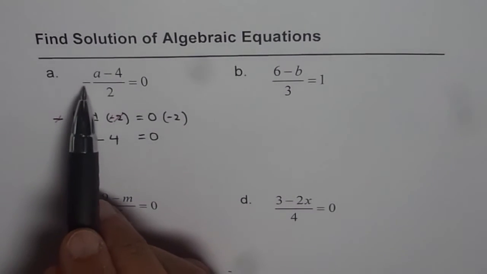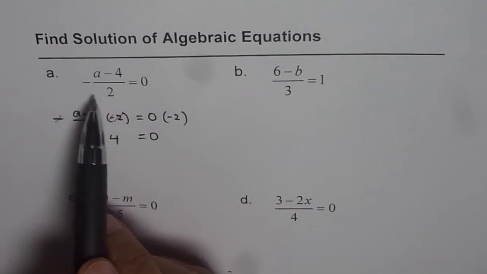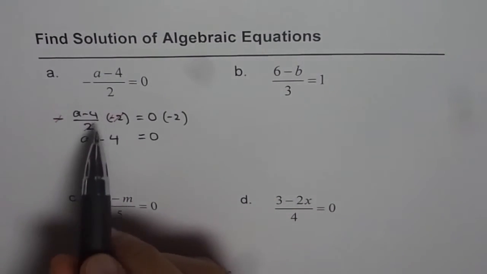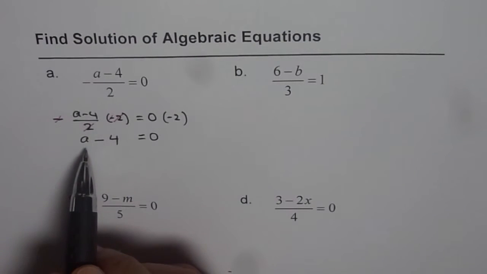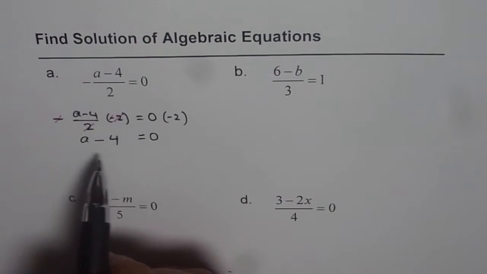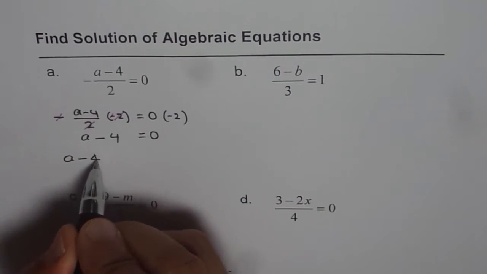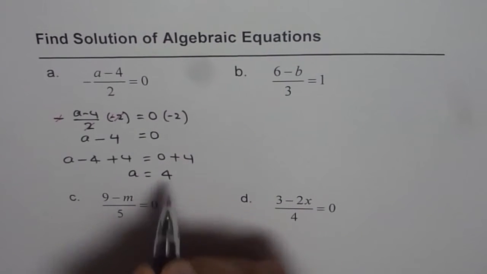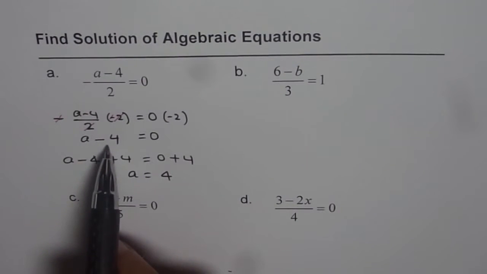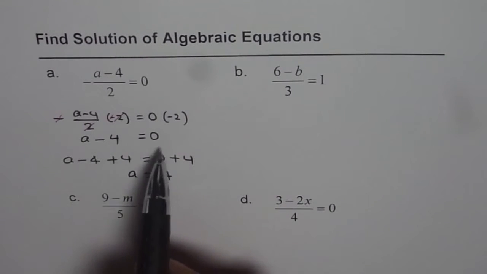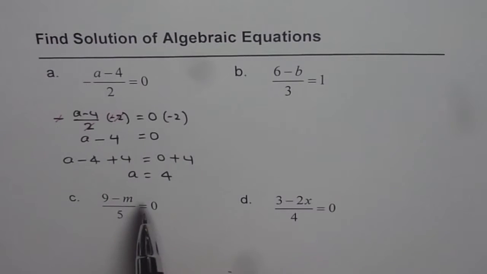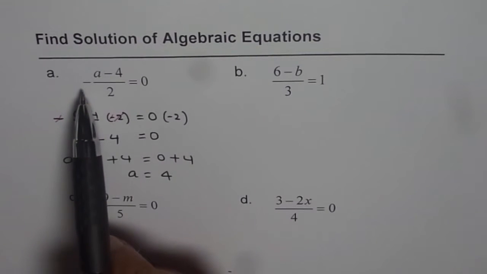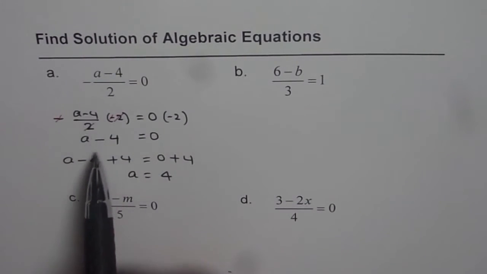So it is good practice in such questions to multiply both sides by negative 2. If we do that, we get a minus 4 equals 0, and now we can solve for a by adding 4 on both sides, right? So if you add 4 on both sides, you get a minus 4 plus 4 equals 0 plus 4, or a equals 4, correct? You could have written the answer directly after this, a equals 4, by adding 4 on both sides. So that is how you can solve a question which has a minus sign before the fraction. It's important to understand that this was an easier step to do: multiply both sides by minus 2.